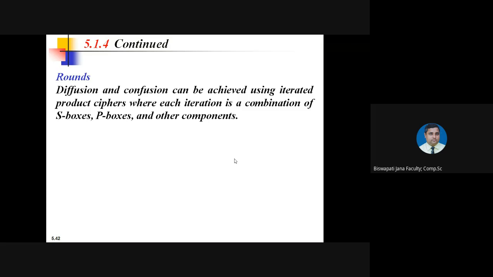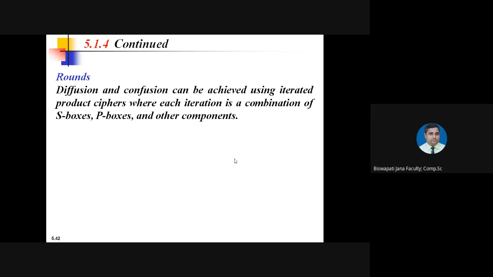Third one called the round. Round: confusion and diffusion can be achieved using an iterated product cipher, where each iteration is a combination of the S box, P box, and other components. Round means, suppose, first round. First round means there is one S box, one P box, and any other component we can use to generate a product cipher. So this is the first round.